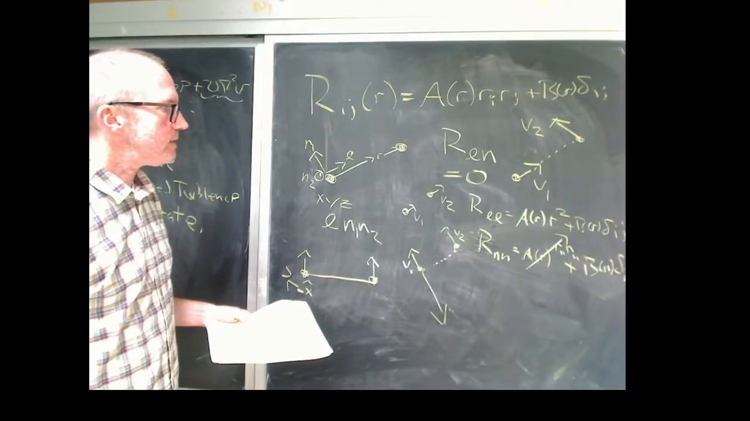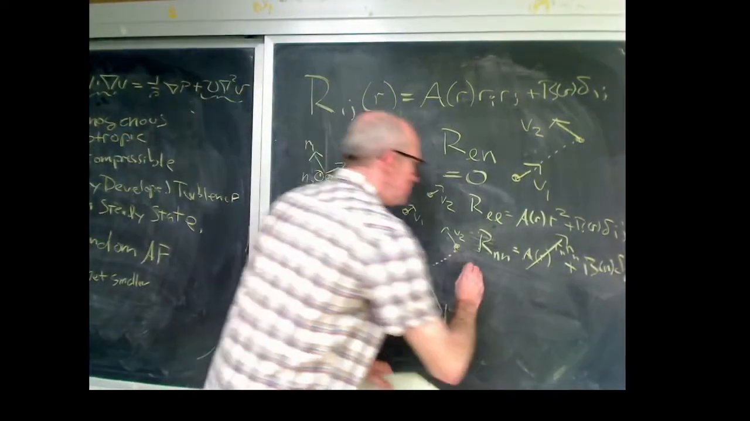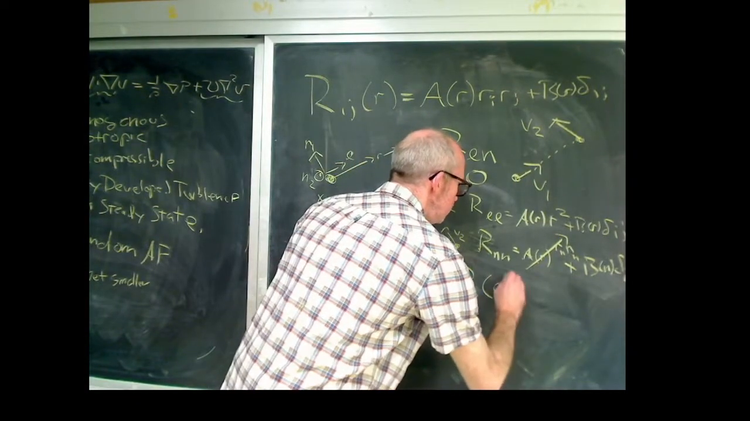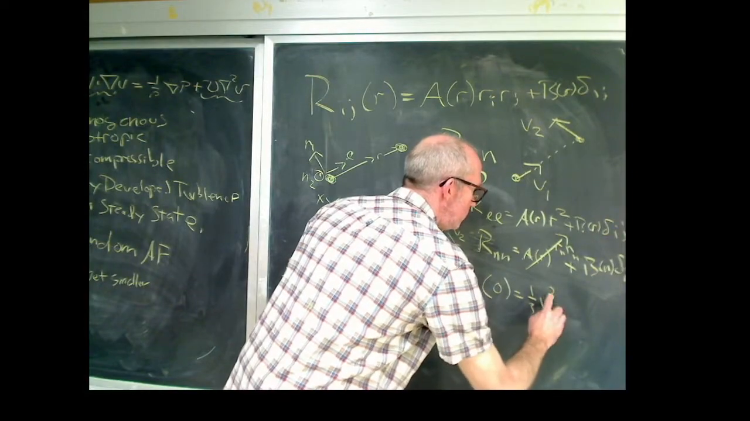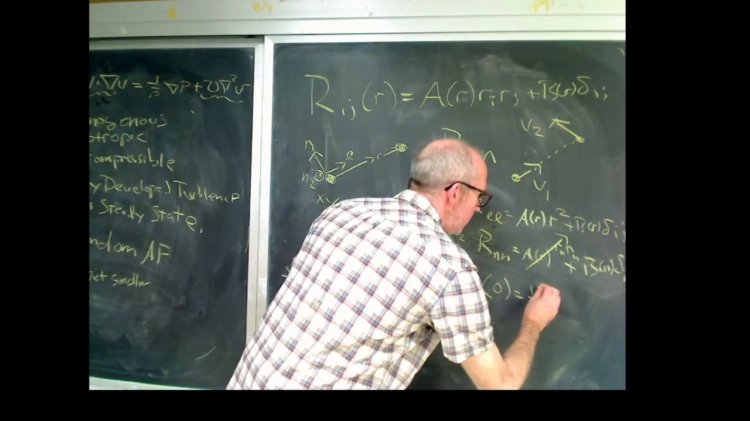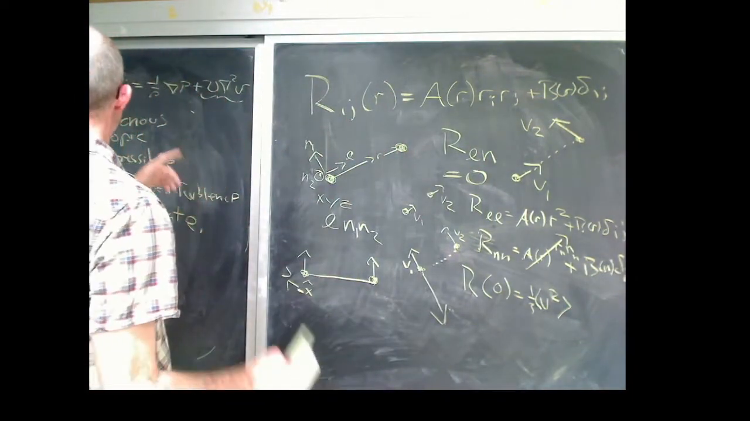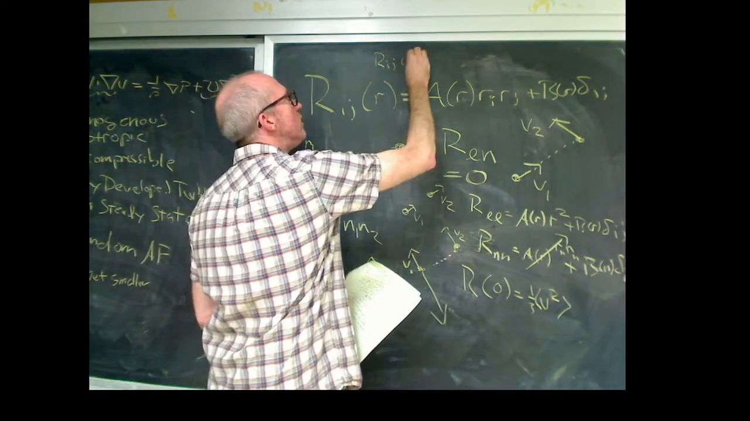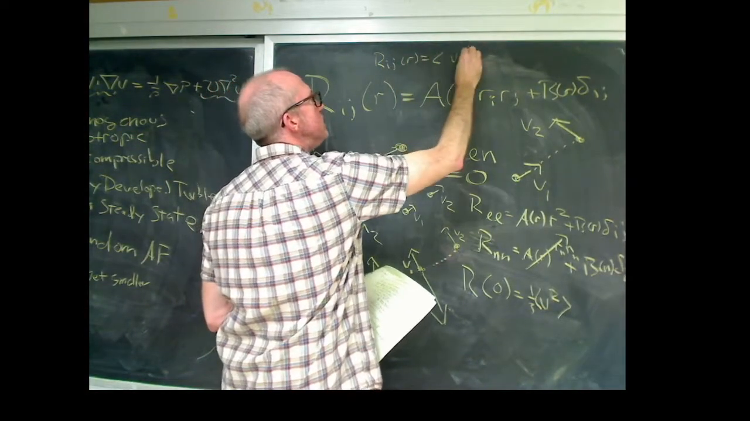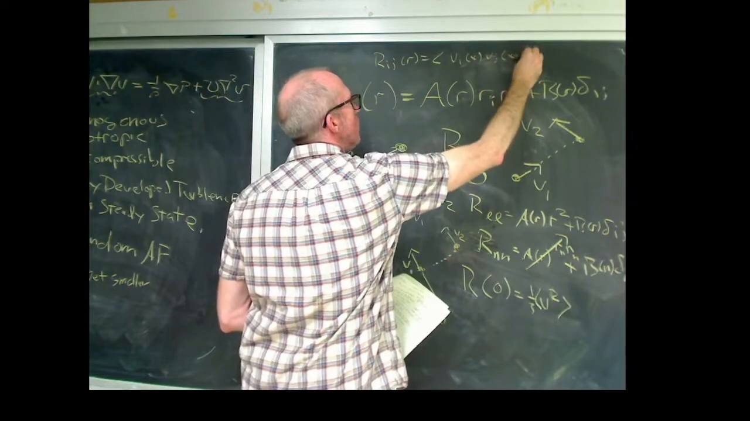All right. One of the other things that we know is that at 0 lag, r at 0 has got to equal 1/3 v squared average. Why? We just look at the definition of it. Oh, I left the definition off. R_ij of r equals the average of v_i(x) v_j(x + r).